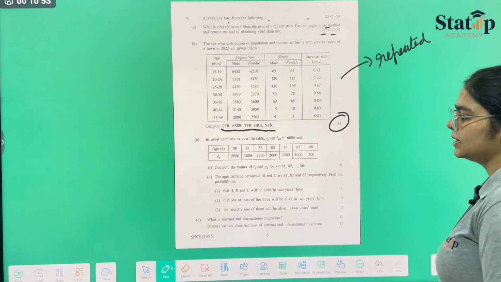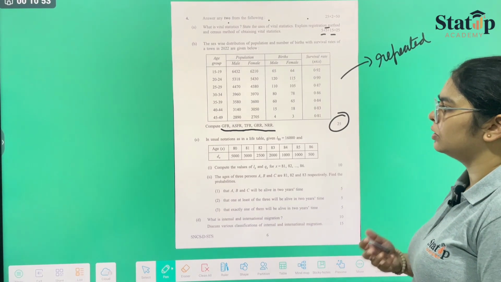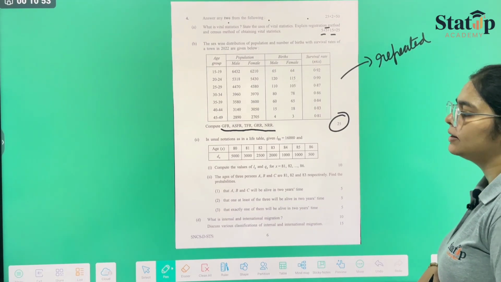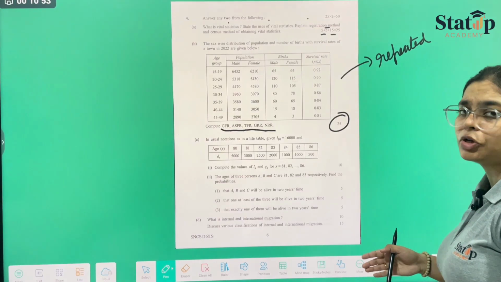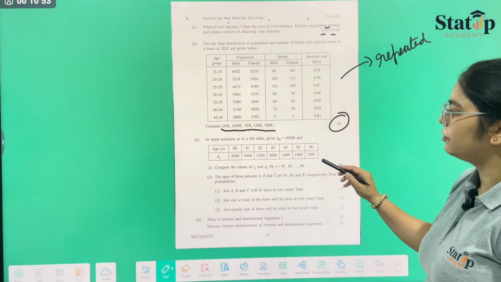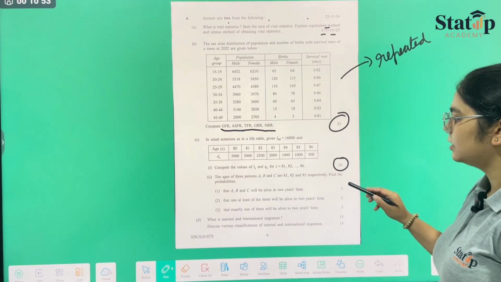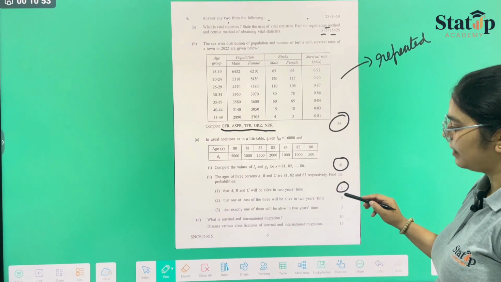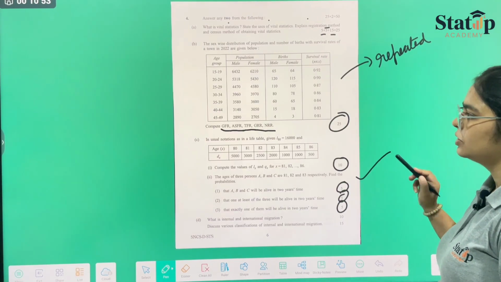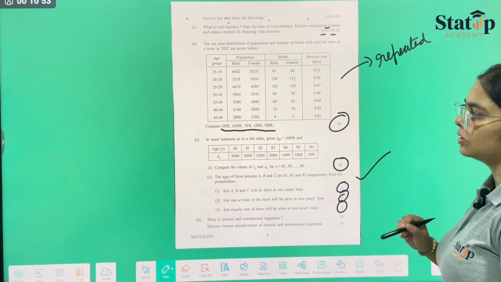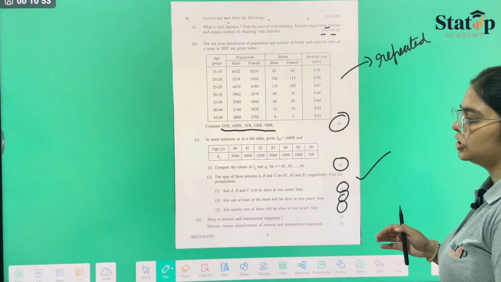Now question number 6C was the life table again, and it was mainly based on probability. So the first part was of 10 marks, second included 5 marks each. So this was your life table question.